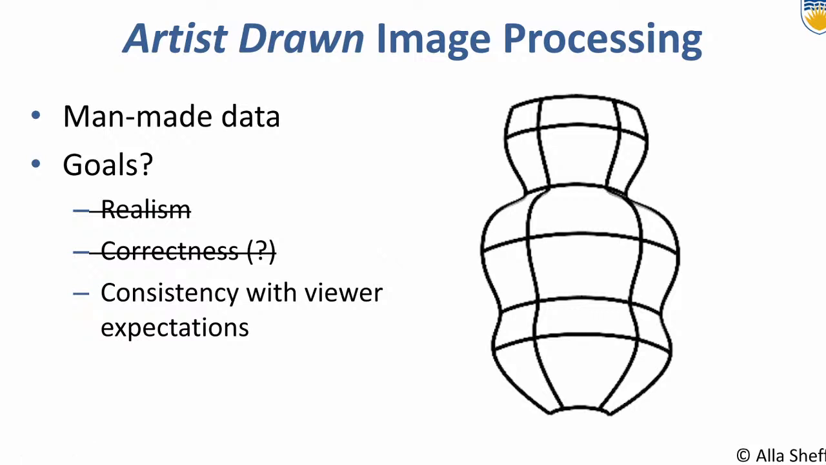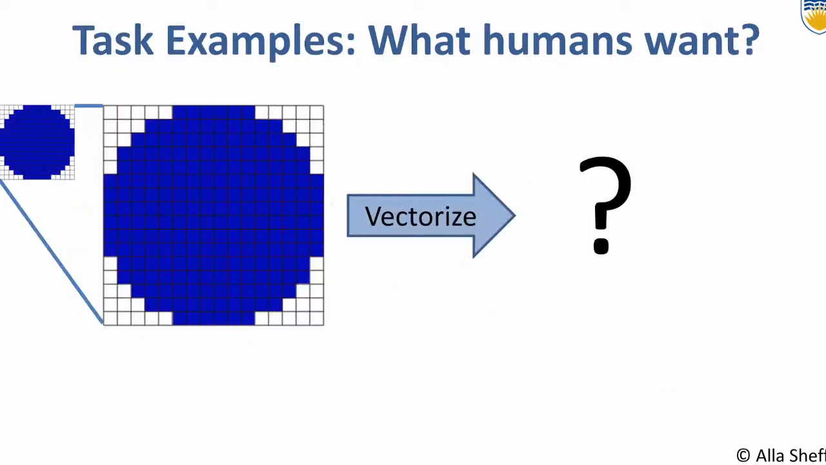So when we talk about goals of artist-drawn image processing, really what we are looking for is consistency with viewer expectations. There are no objective metrics. The metrics we're interested in are purely perceptual. And what does that mean? Well, here are some tasks.